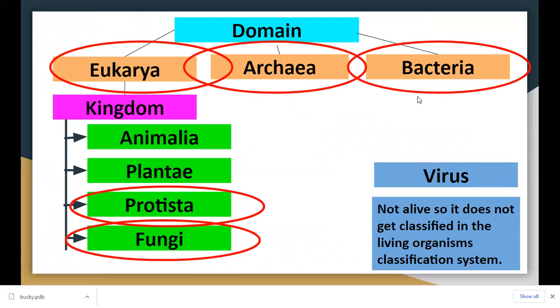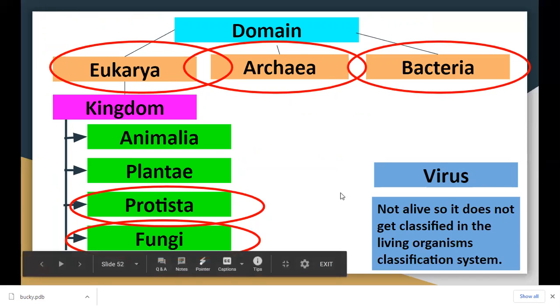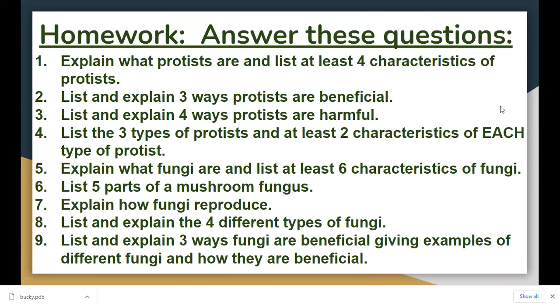Okay, again, let's take a look at where we are. We talked about two items in the kingdom of Protista and fungi, which is in the eukarya domain, and we talked about things in archaea, and we talked about bacteria in their domain. Notice how virus is down in the corner. They are not alive, so they are not classified in living organisms. They are not in the classification system. That's why I left them over there on the bottom right corner.